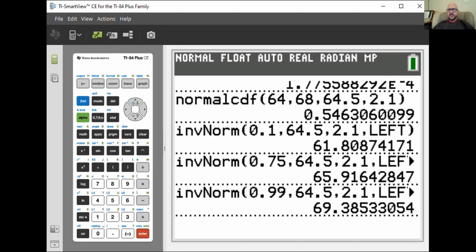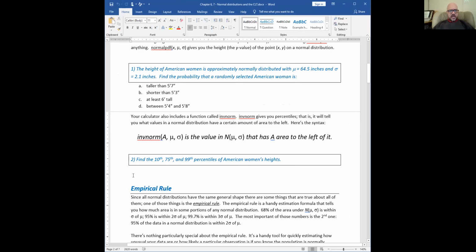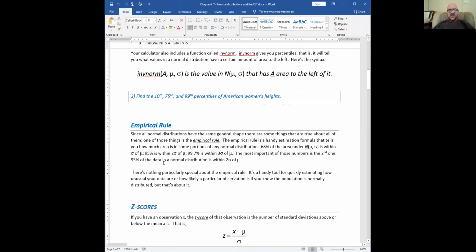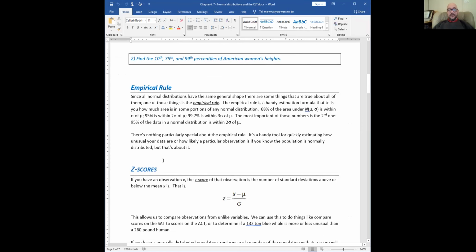It finds percentiles. This is how you use it. Let's flip back to the notes and see where we're at. So there's a neat little rule you can use. This is not a thing that is super important, which is interesting. It is a thing that is taught in every statistics class I've ever seen. It's called the empirical rule.